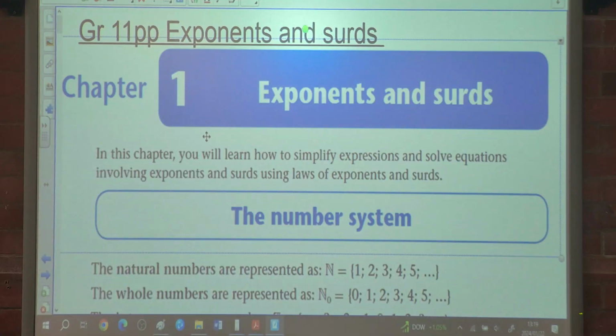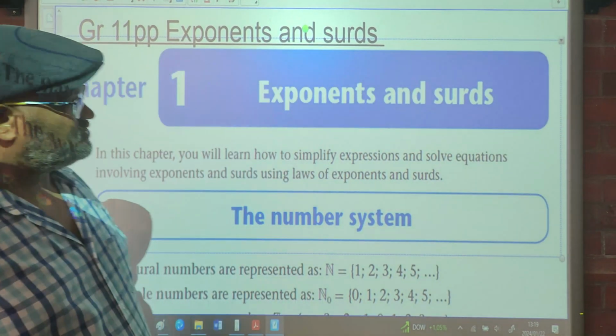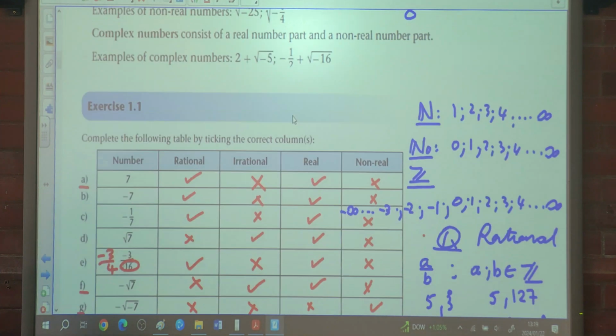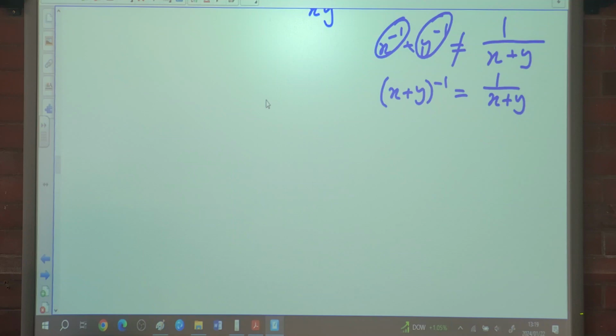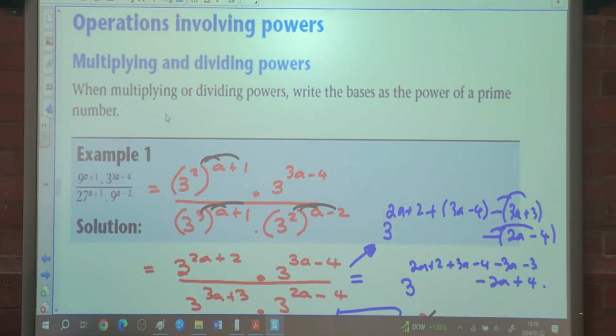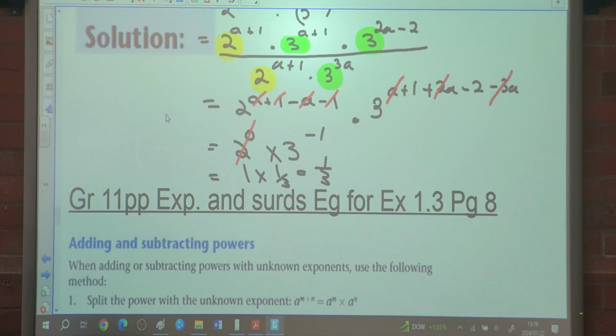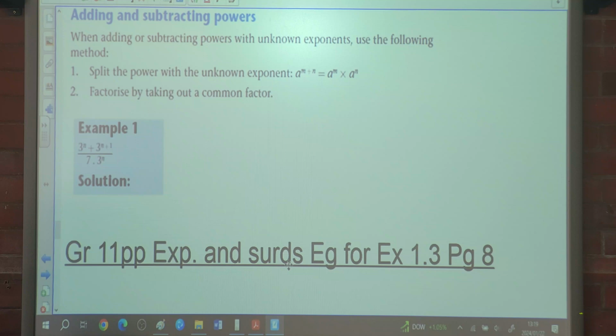Okay, good afternoon, class. So today we look at exponents and surds. We're going to do the second part of the examples for exercise 1.3. So we looked at multiplying and dividing powers. Today we will be looking at adding and subtracting powers.